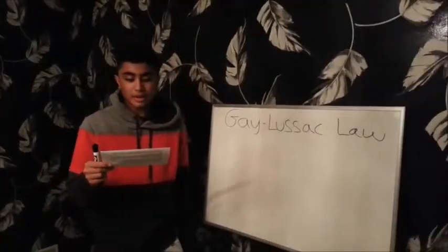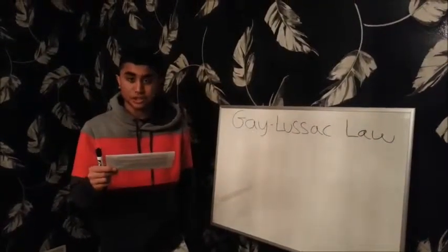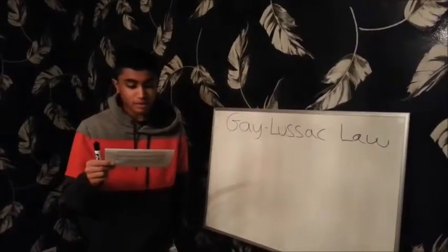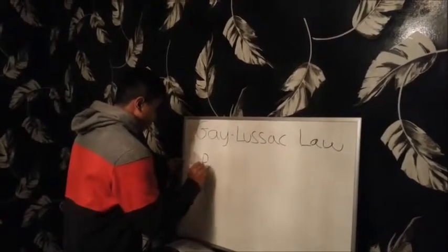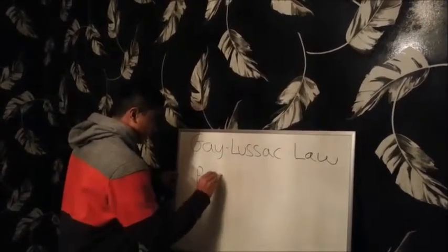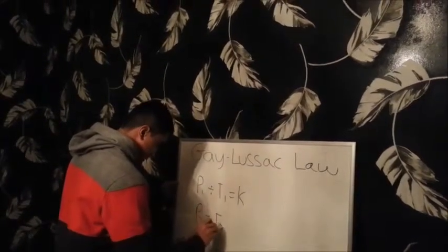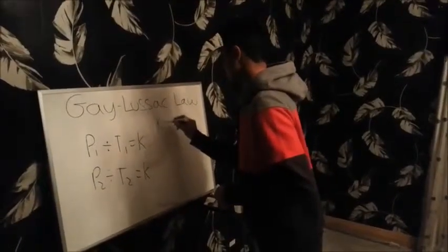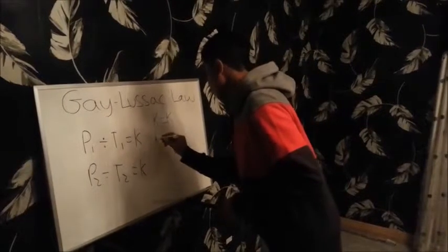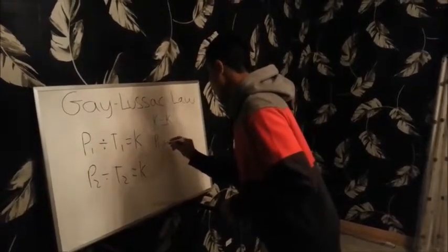It is important to know that PT data pairs obey a constant relationship, but it is not important for us to know the exact value of this constant. We know that P1 divided by T1 equals K, and we know that P2 divided by T2 equals K. Since K is equal to K, we can conclude that P1 divided by T1 equals P2 divided by T2.